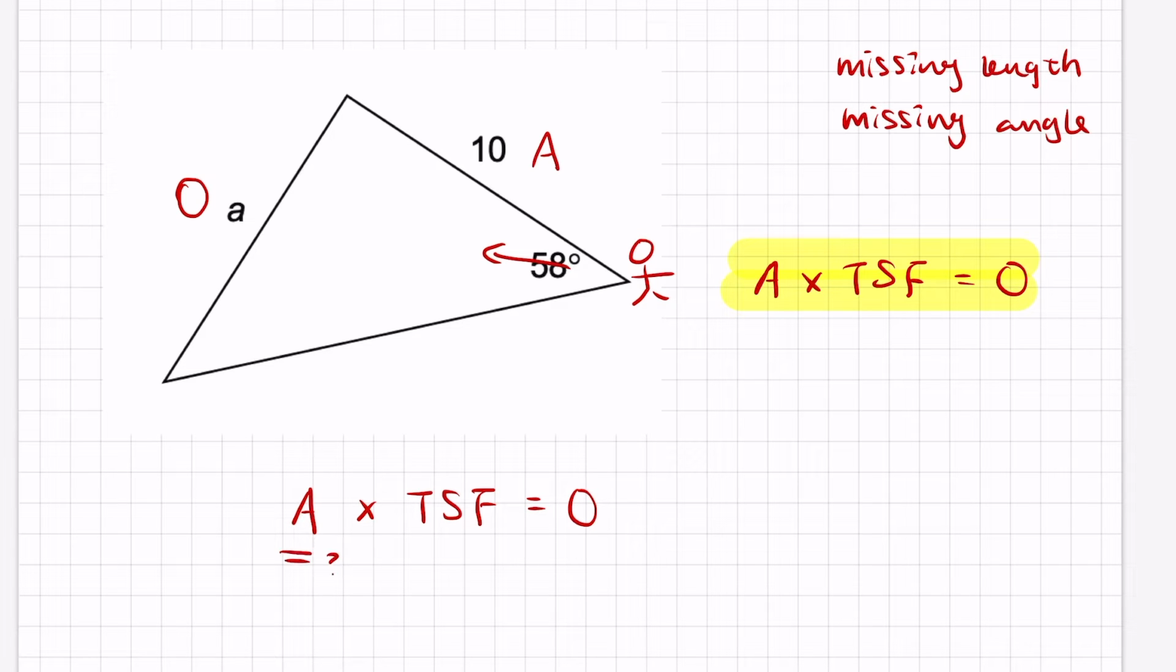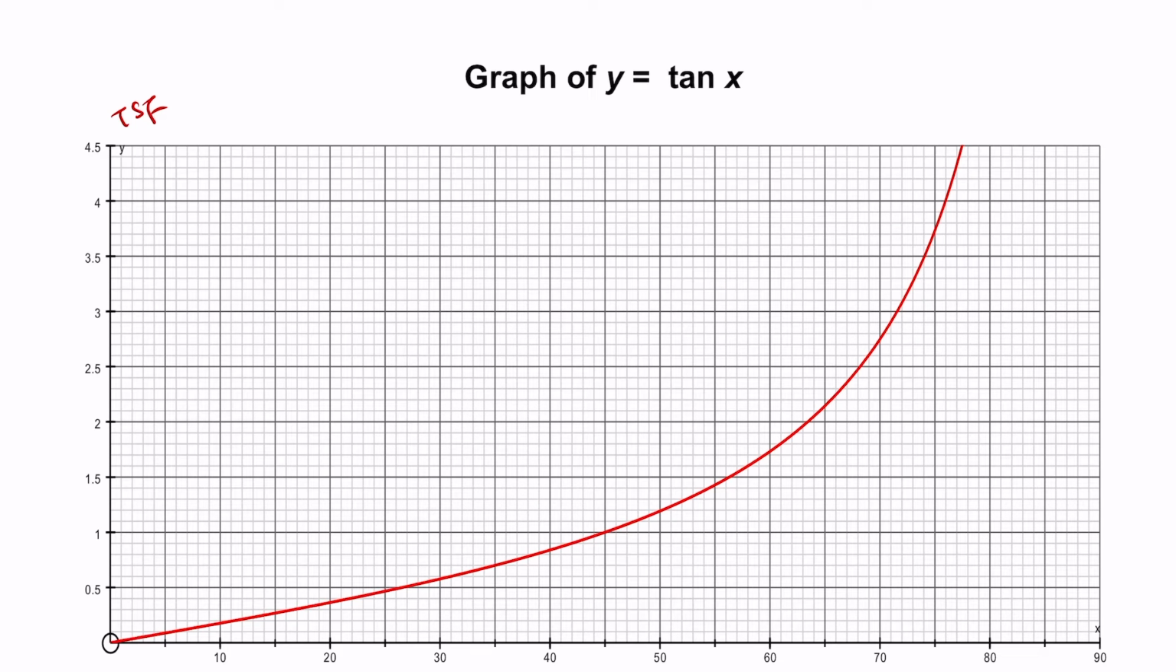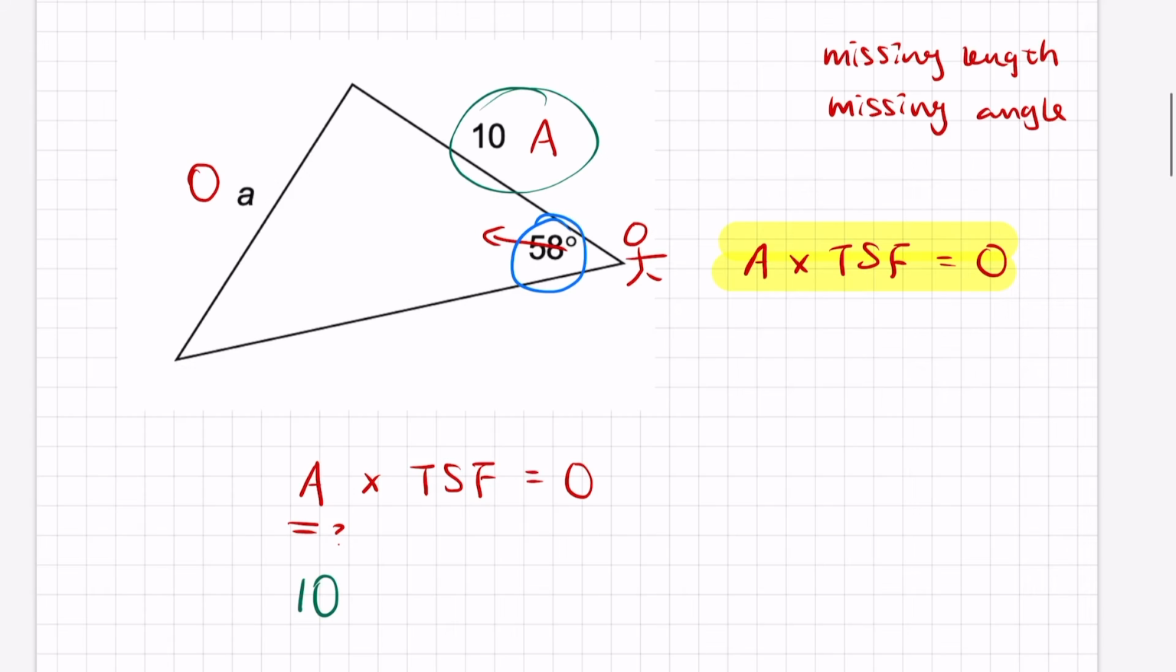Do we know A? Yes, we do. It is 10. Do we know TSF of 58 degrees? Yes, we do. We have the graph. We are given the angle to be 58. Therefore, we need to go up to the graph and across to find the tangent scale factor, and as you can see, this is 1.6. Therefore, TSF for 58 degrees is 1.6. Now, do we know O? We don't know O. This is something we want to find, but we can work it out. 10 times 1.6 is 16. Therefore, O equals 16.